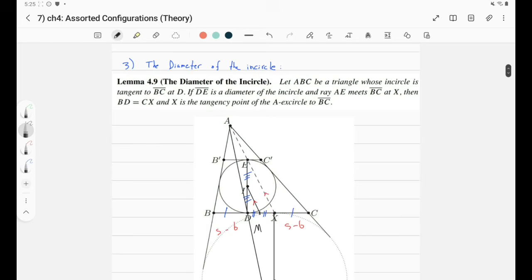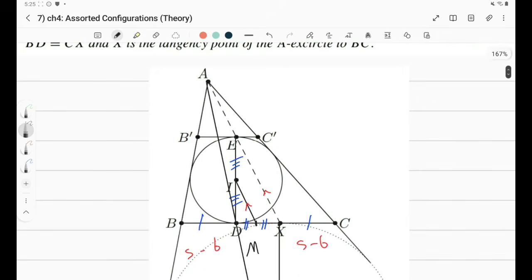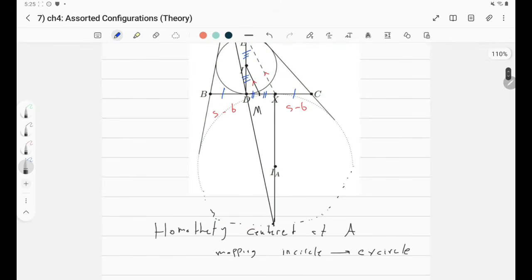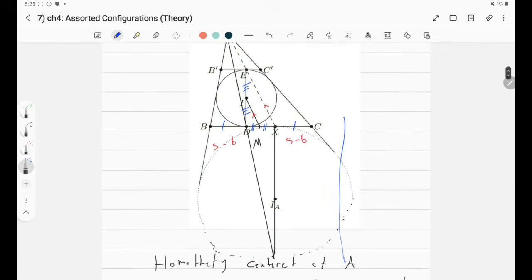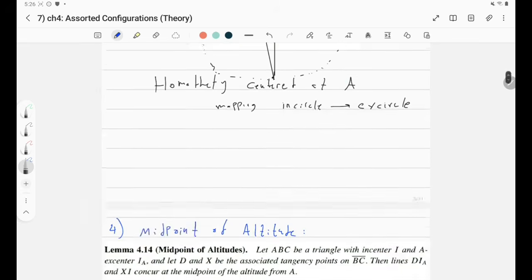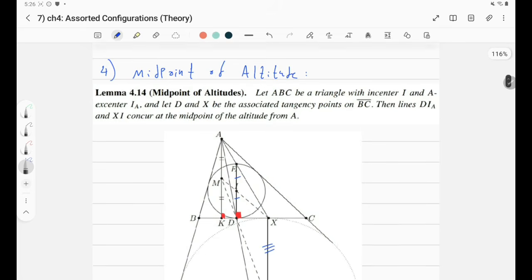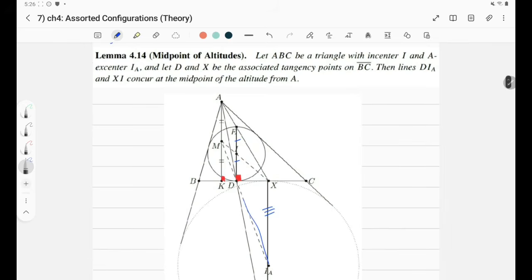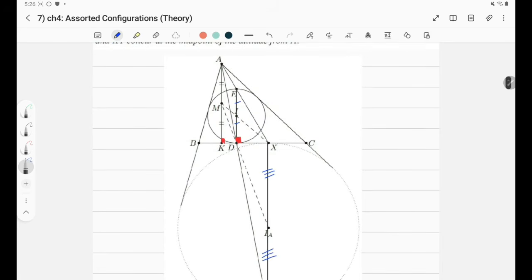And we also discussed the diameter of the incircle. So we have a very nice way to draw X by just taking D, drawing the diameter, and then just hitting it with AE, and you will get it. And also the same idea, if you draw from X a diameter, then just join it to AX, and you will get D. We also have the midpoint of the altitudes, so we know that DI, AI and XI just concur at the midpoint of the altitude, which is super useful.